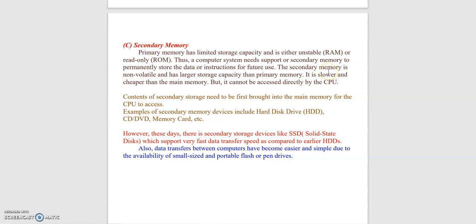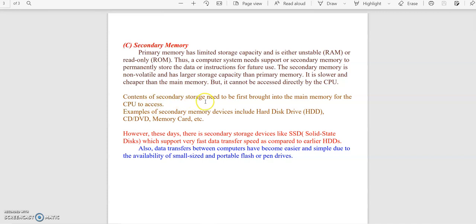It is slow, no problem, but then it is cheaper also. The contents of secondary storage need to be first brought into the main memory for the CPU to access. And the examples are the hard disk, the hard disk drive that is inserted inside the CPU. Then we have the CDs and DVDs.